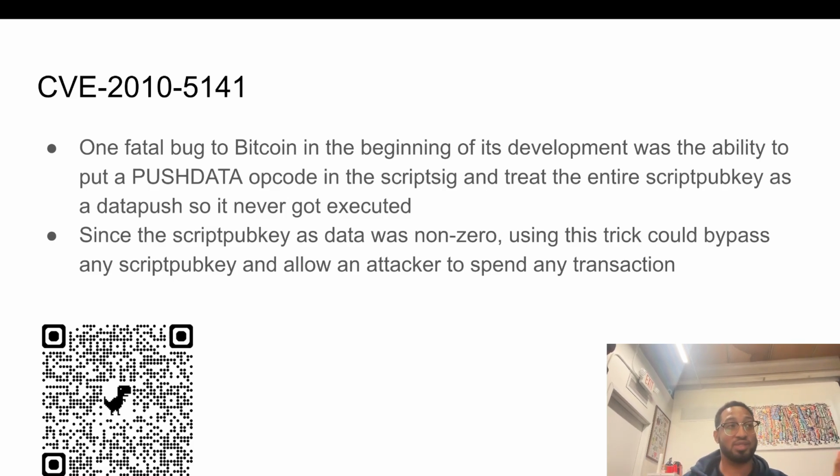So what that would do is take the other person's script public key locking script. My script sig would say treat it all as data, it would push that data onto the stack, and the Bitcoin node would validate that transaction as being valid because there was a non-zero on the stack at the end of execution. So yeah, this vulnerability allowed me to spend anyone's coins.